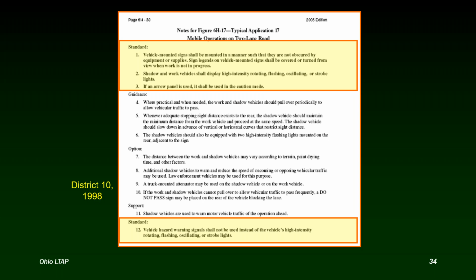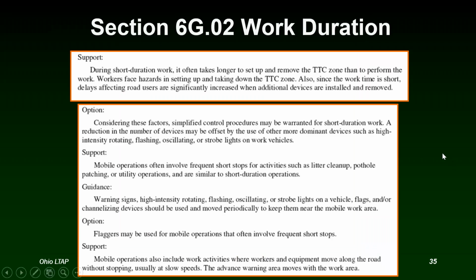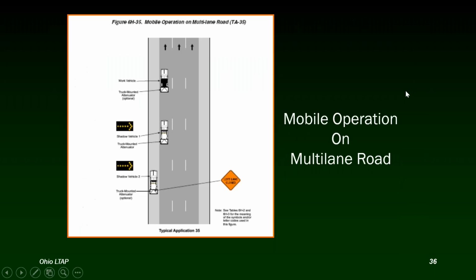So these are all things you have to consider before you select the mobile operation on your 2-lane road. Okay, you don't just automatically pick the mobile operation. A lot of thinking has to go into it before you select it versus flagging. And so here's some information on work duration. As you can see, you can find all the information on work duration in the temporary traffic control manual in section 6G.02.